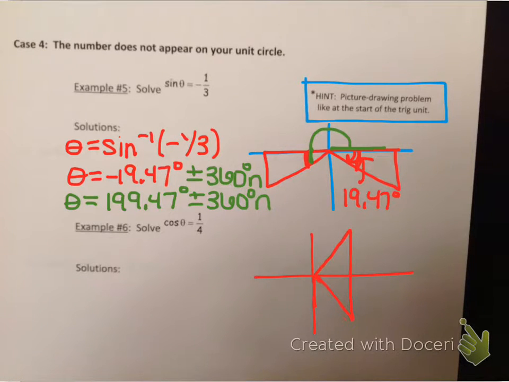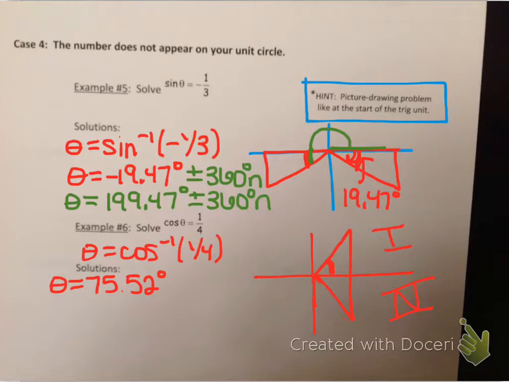So cosine is positive in quadrant 1 and quadrant 4. So that means you have answers in one of those two places. So you put your calculator in degree mode and you do inverse cosine of 1/4. And the answer that your calculator is going to give you for this angle right there is it's going to give you 75.52 degrees. Okay, and don't forget to leave room.